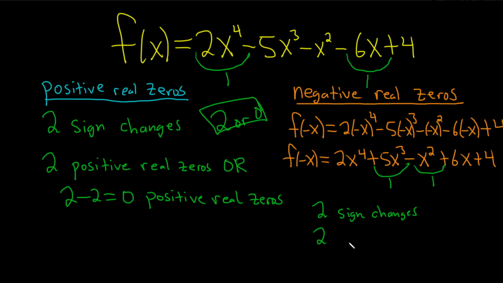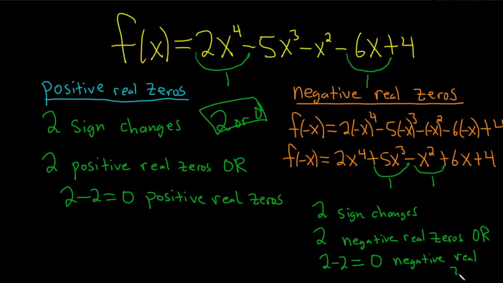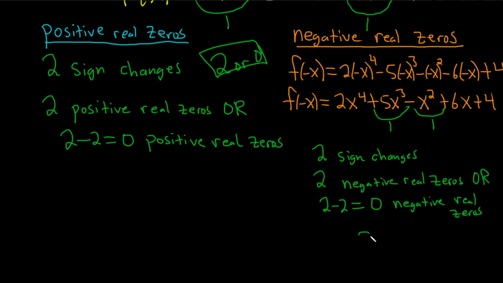So we have 2 negative real zeros, or, and then can we subtract a positive even integer from this? We can. We can subtract 2. So 2 minus 2 equals 0 negative real zeros. So then in this case, it's just going to be just like before, 2 or 0. So we have 2 or 0 negative real zeros, and then 2 or 0 positive real zeros.